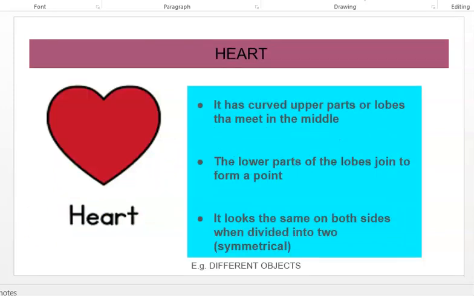So the next one is the heart. The heart, it has curved upper parts or lobes, this part and this part, and those two lobes they meet right here in the middle. And at the bottom, they combine to form a point in the middle. There's a point. And one beautiful thing is if you cut through a heart in the middle, you're going to have two parts that look exactly the same. So a heart shape is symmetrical. And then you find this shape in different things around us, like earrings, necklaces, different jewelries, even clocks, different things around us carry this heart shape.